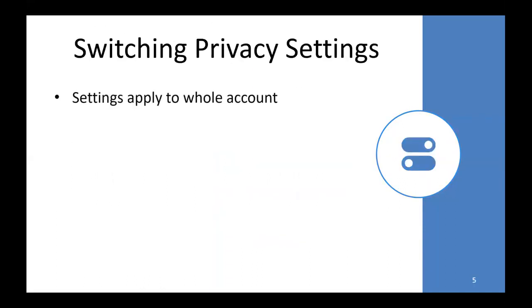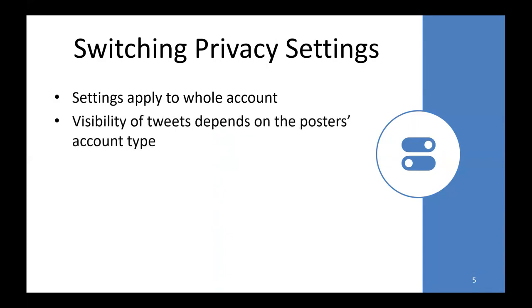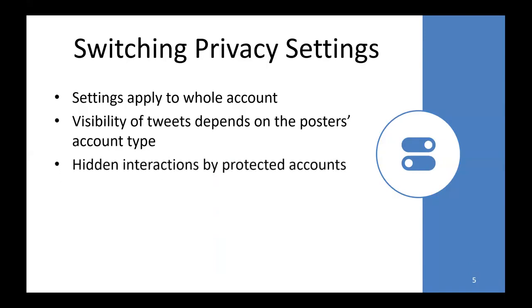Twitter's binary privacy settings apply to the whole account, which means that the tweets sent while protected can be seen by anyone if the user changes their account type to public. Visibility of the tweets depends solely on the account type of the tweeter, which means that if a protected account replies to a non-follower, their reply cannot be seen by this non-follower. Hence, users have to change their account's type to public if they want to interact with a non-follower.